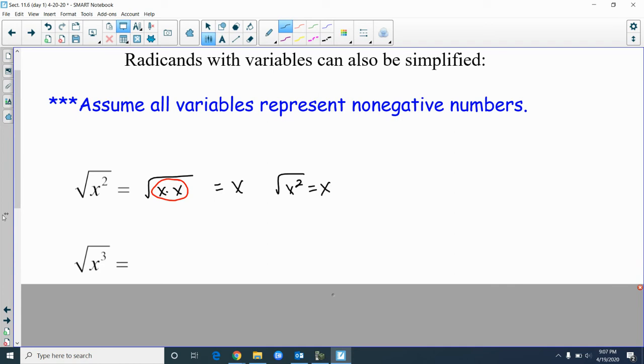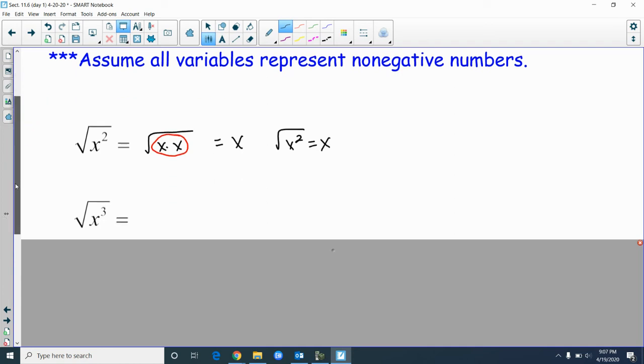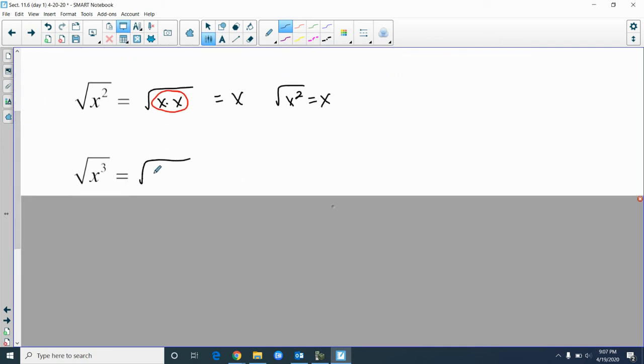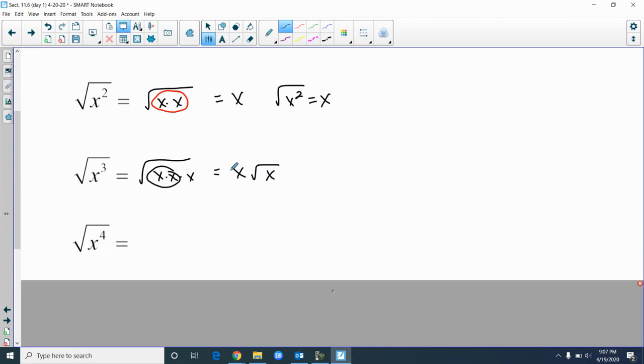Square root of x cubed. Okay, buddy system here. X cubed means I have 3 x's. I got 1 pair. That means there's 1 x on the outside. There's going to be 1 left on the inside. So square root of x cubed is x square root of x.